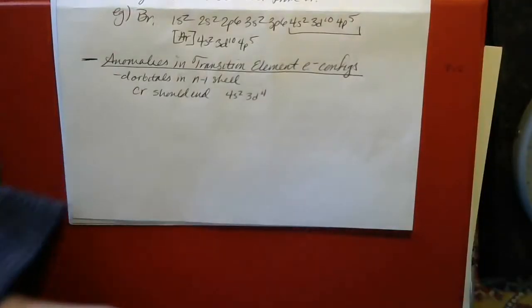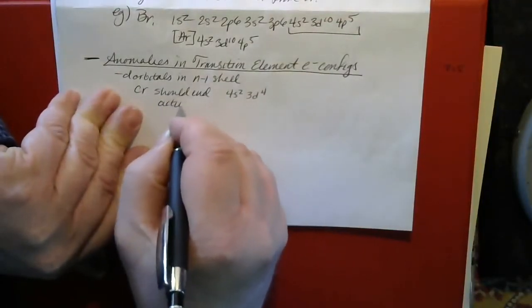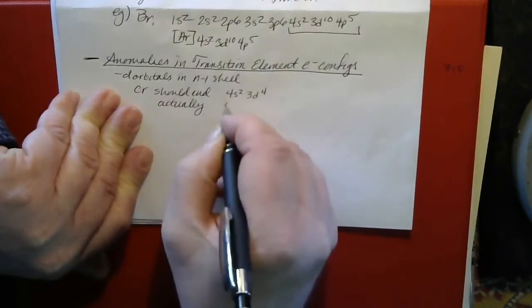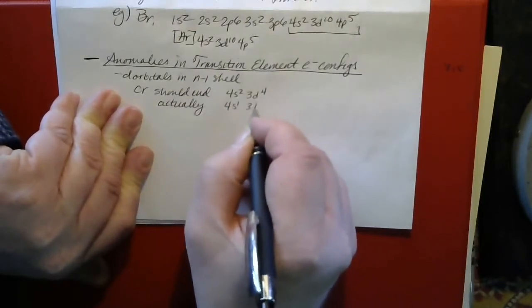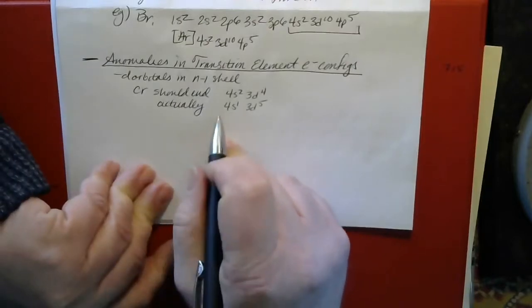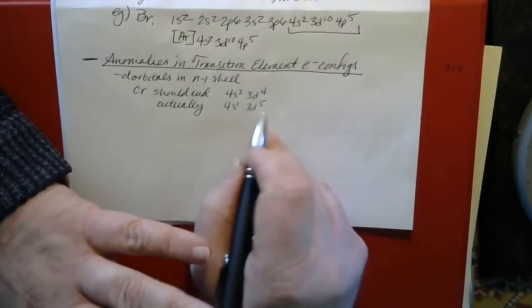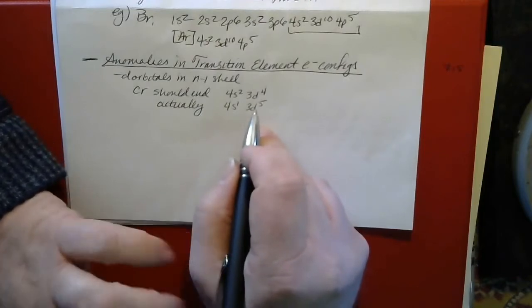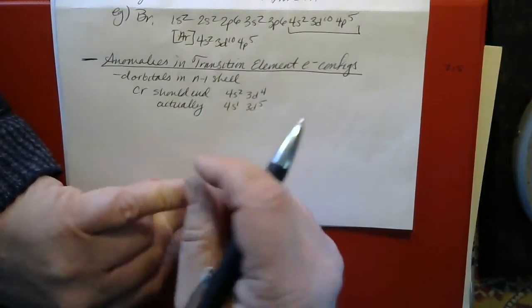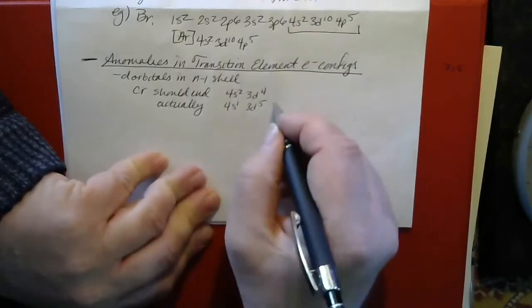Why isn't it that? What is it, first of all? Actually, it's 4s1, 3d5. So what's happening is one of the 4s electrons is jumping up to the 3d level so that all 5 of the d orbitals can be half filled.